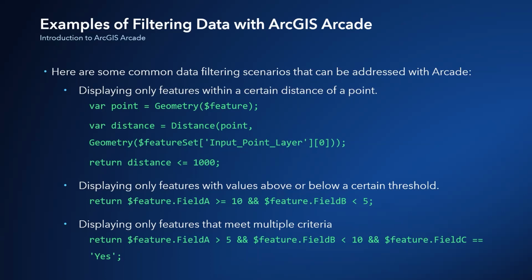So this is an example of a multi-criteria filter using three fields. We have field A, field B, and field C. And the code will return true only if all three conditions are met.